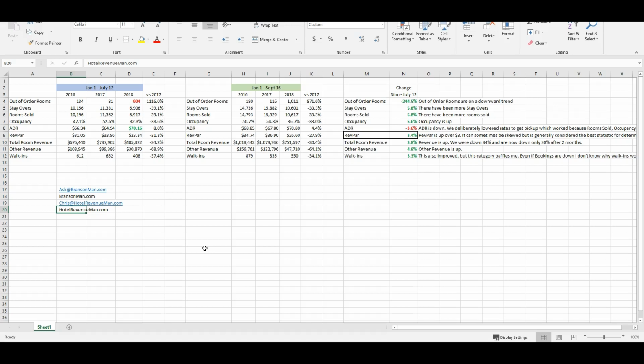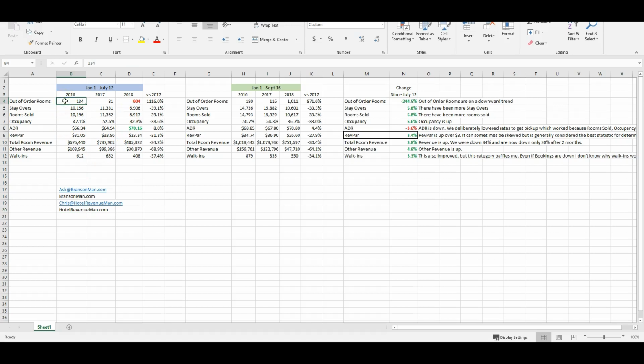So I just had them run reports, and I took just a few. There's probably literally 100 different line items and metrics that can be used. So I went ahead and just pulled some of these and then ran some formulas. Let's just look real quick. Out of order rooms. This is 1 year versus another year, and I was able to get 3 years worth of data.